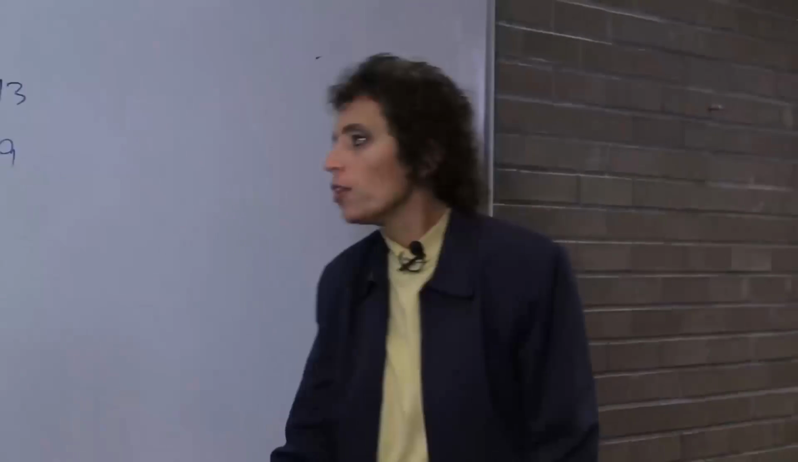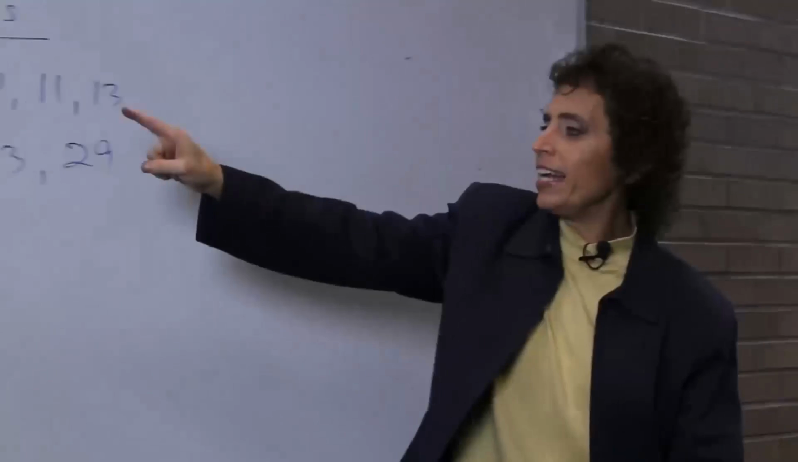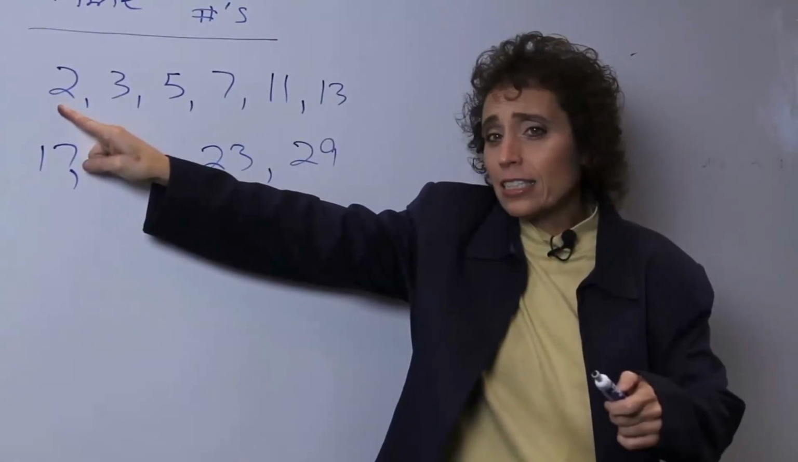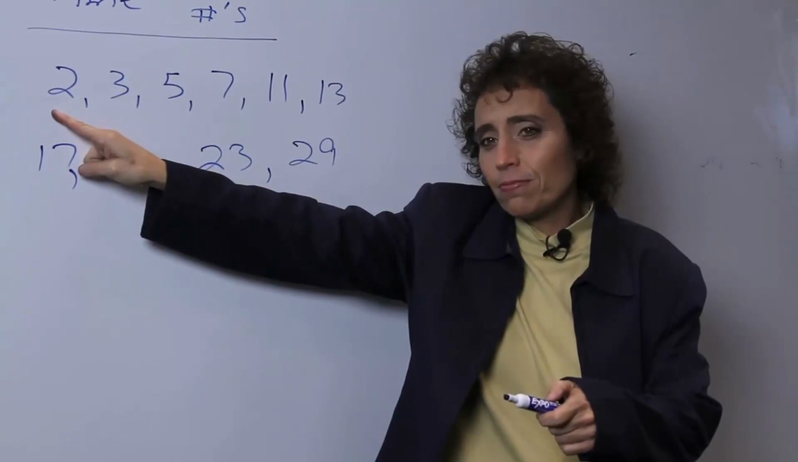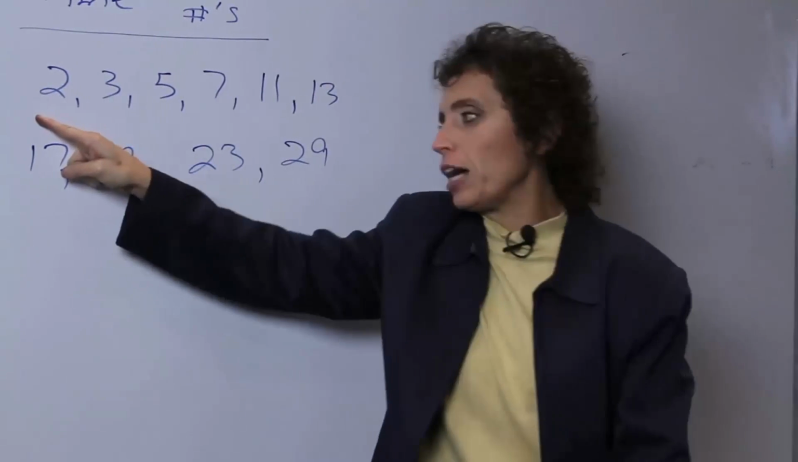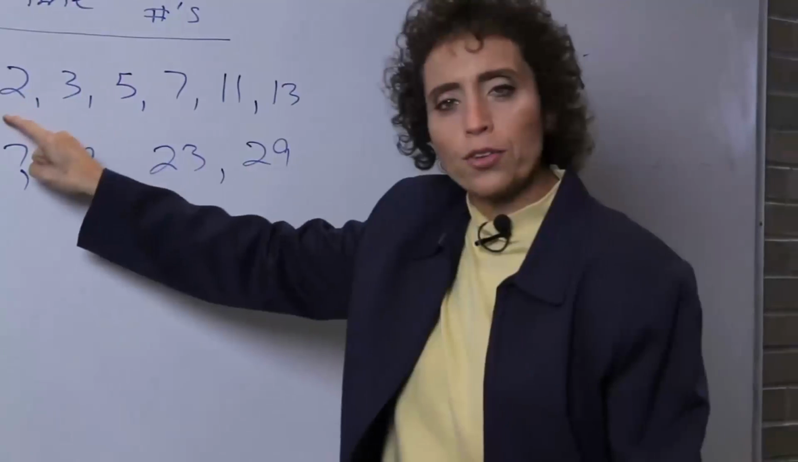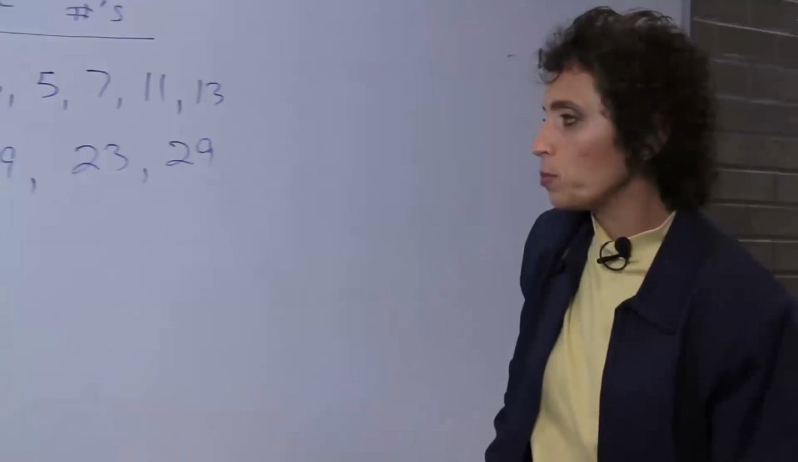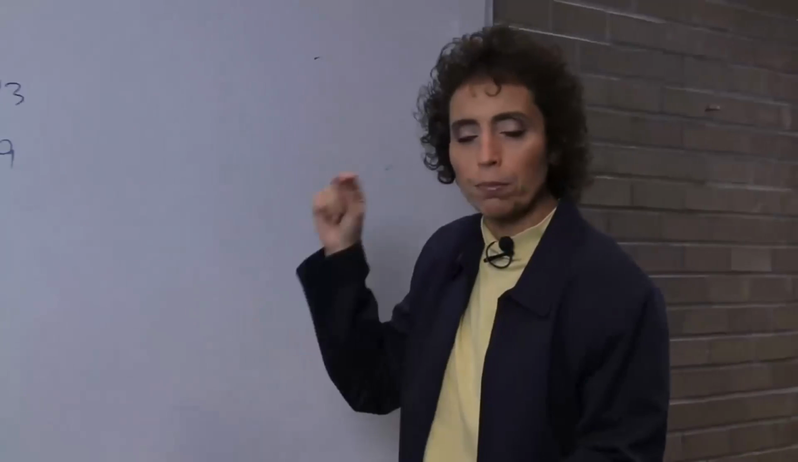Now, those are the first 10 prime numbers. Are there any other even prime numbers other than 2? Think about it. Okay. There's not. And the reason is because all other even numbers will be divisible by 2, since 2 will divide into them. So 2 is the only even prime number, and 0 and 1 are neither prime nor composite.